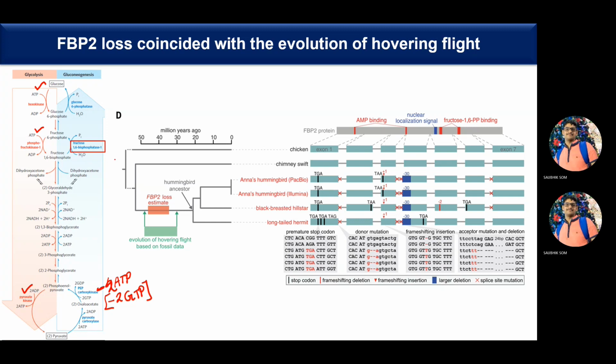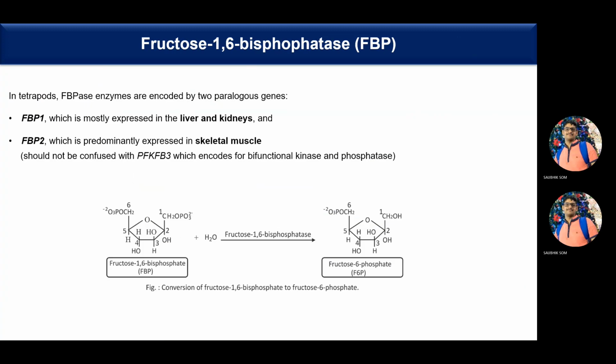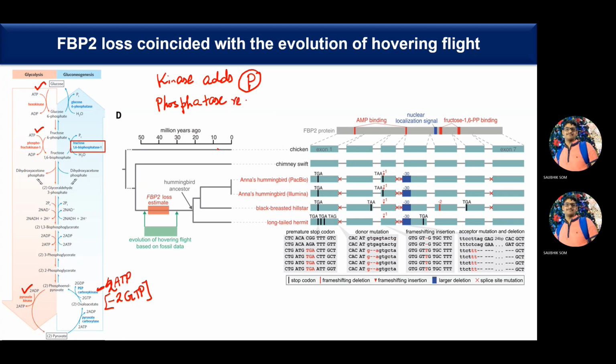called fructose 1,6 bisphosphatase, as well as glucose 6 phosphatase. There is a kinase and there is a phosphatase. So kinase adds phosphate and phosphatase removes phosphate, right? And so these two cannot work together. There should be some control over which one should work. So that's why here is the fructose 1,6 bisphosphate and glucose 6 phosphate.